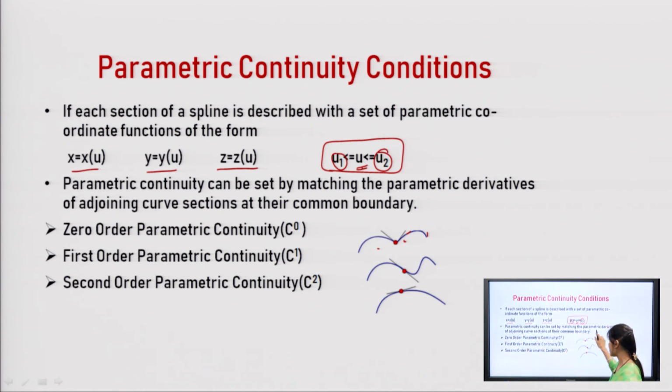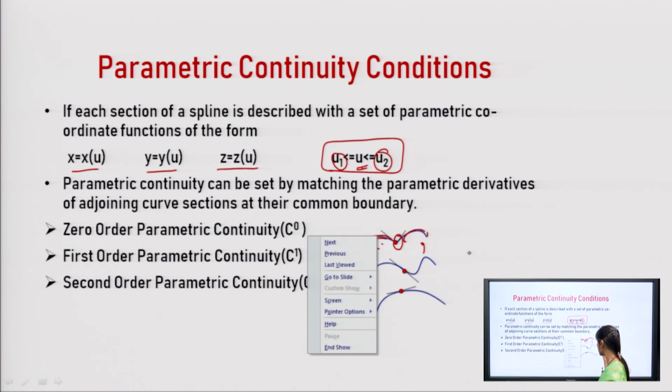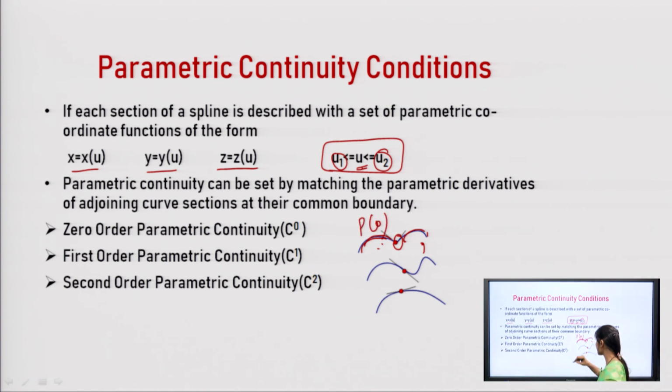Parametric continuity is defined by matching the parametric derivatives of adjoining curve sections at their common boundary. Now, this is the common boundary of the two curves. Suppose this is a curve P and this is a curve Q, and we want to check whether they are continuous or not at this boundary. Then we have to find P of 0 and Q of 1. If they are equal, then there is 0 order parametric continuity.